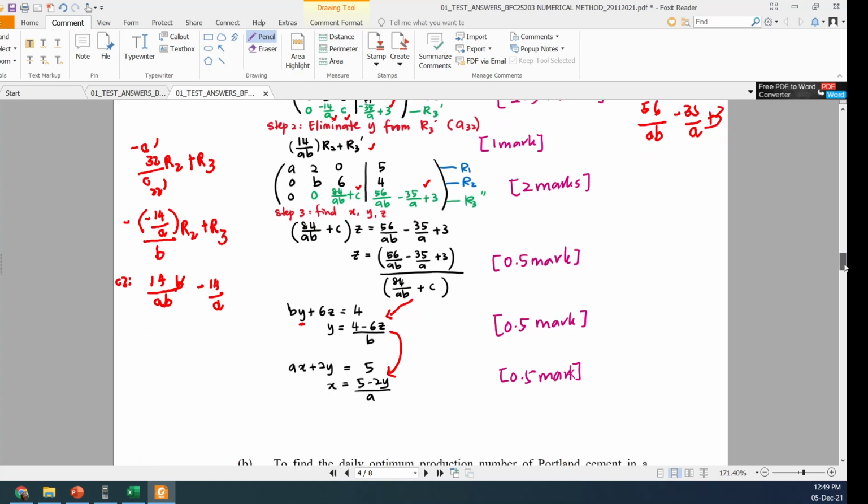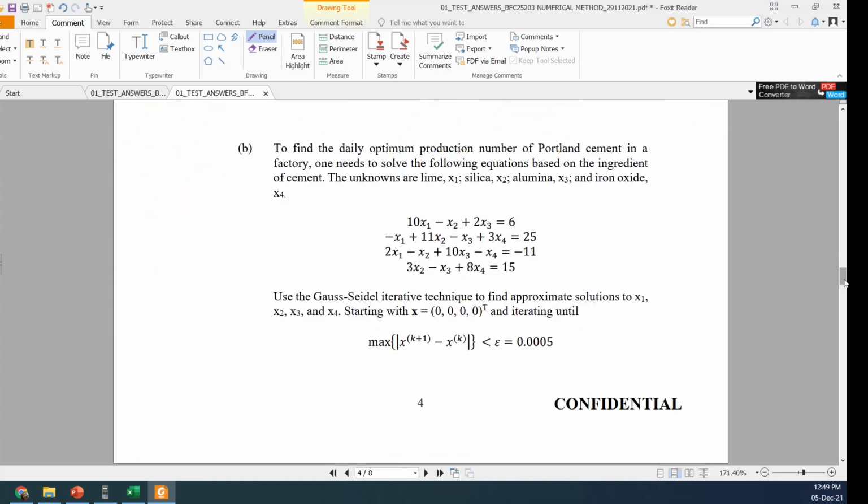And then okay, question 2b. So this is a 4x4 system. Then use the Gauss-Seidel iterative technique to find approximate solution to x1, x2, x3. Start with 0, 0, 0 transpose. Also, this is a column vector, until maximum xk plus 1 minus xk is less than epsilon equal to 0.005.